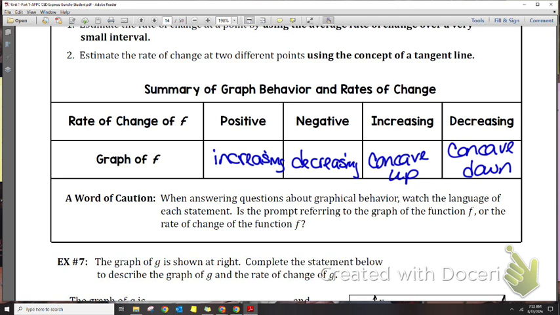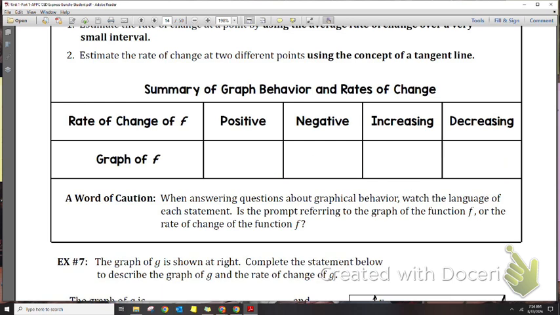All right, word of caution. When answering questions about graphical behavior, watch the language of each statement. Is the prompt referring to the graph of f or the rate of change of the function of f? You have to be very careful. I see that getting mixed up a lot, so watch out when they're asking you those.